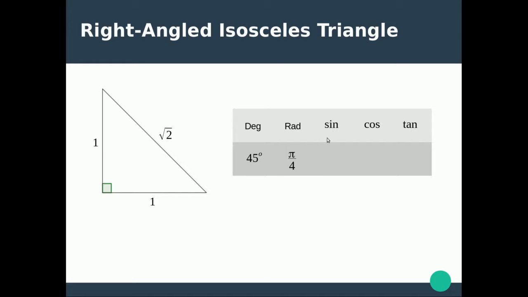So sine of 45 degrees, if we take the angle here, is going to be the opposite over the hypotenuse, which is 1 over root 2, but if we want that in surd form, we multiply top and bottom by root 2, and we get root 2 over 2. Well, cosine, it's going to be exactly the same, because it's going to be adjacent, still 1 over root 2 there. And tan of 45 degrees, which is opposite over adjacent, 1 divided by 1, which is 1.